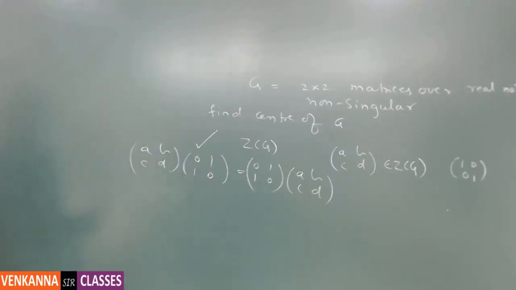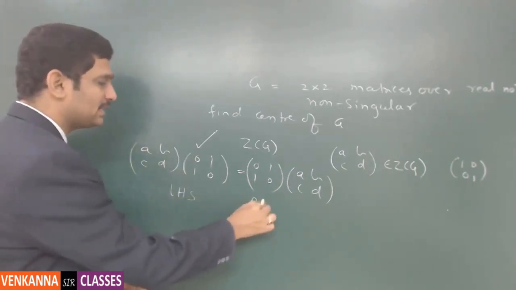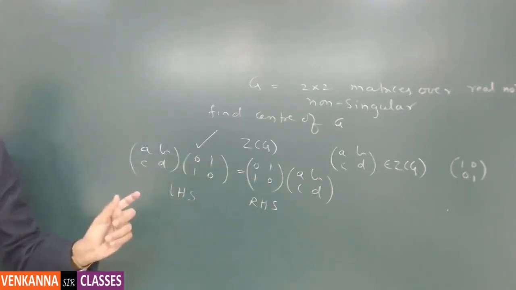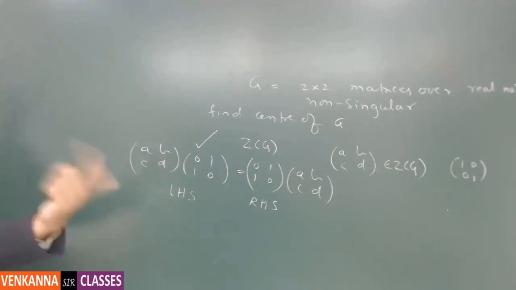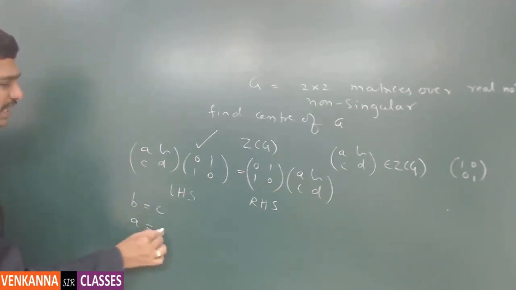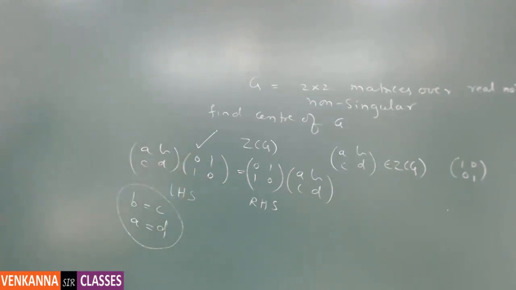Now I request you to multiply LHS and RHS separately. Compare the results and tell me what could be the values of A, B, C, D. You will get a relation between the values. I will mention that if you multiply them, you will get B is equal to C and A is equal to D. Please check that.